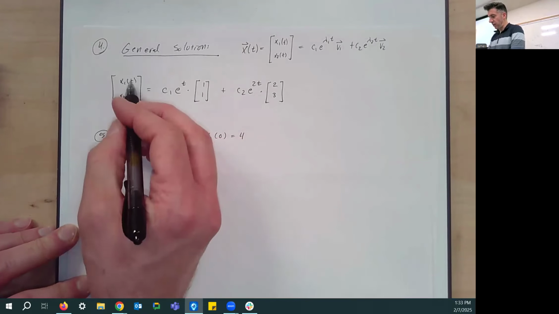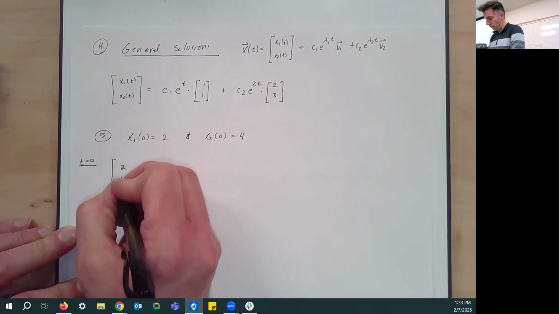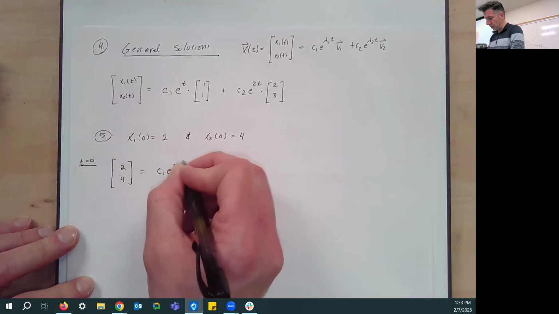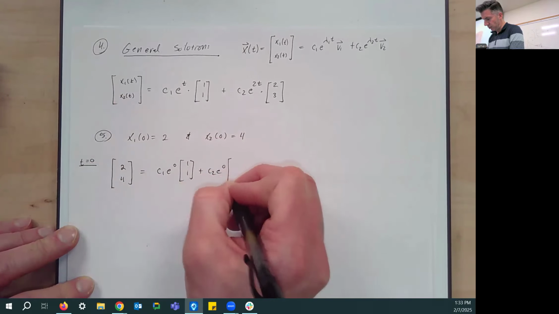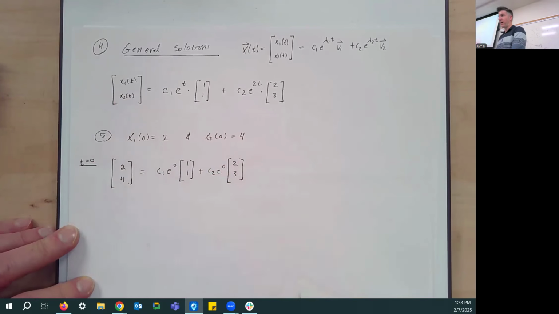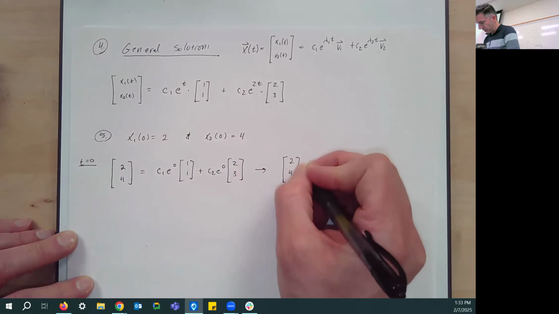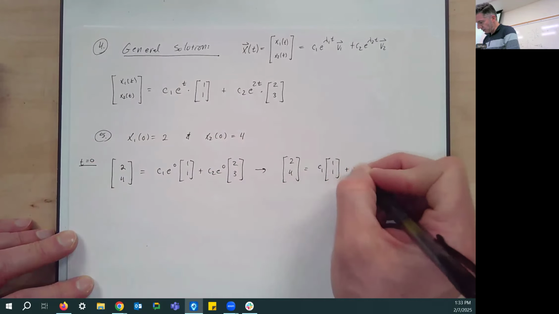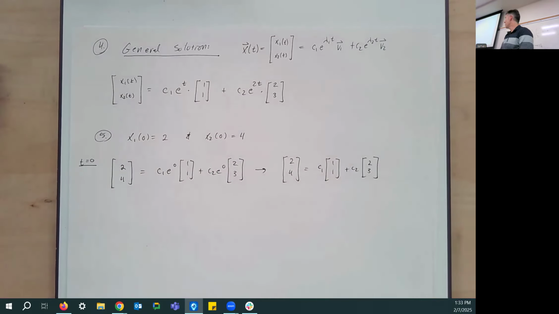So we're going to say, great. On the left-hand side, if I plug in 0, I'm going to get 2, 4, and it's going to equal c1 e to the 0 times 1, 1, plus c2 e to the 0 times 2, 3. Or writing this a little bit more nicely, 2, 4 is equal to c1 times 1, 1, plus c2 times 2, 3. There are a number of ways to solve this.